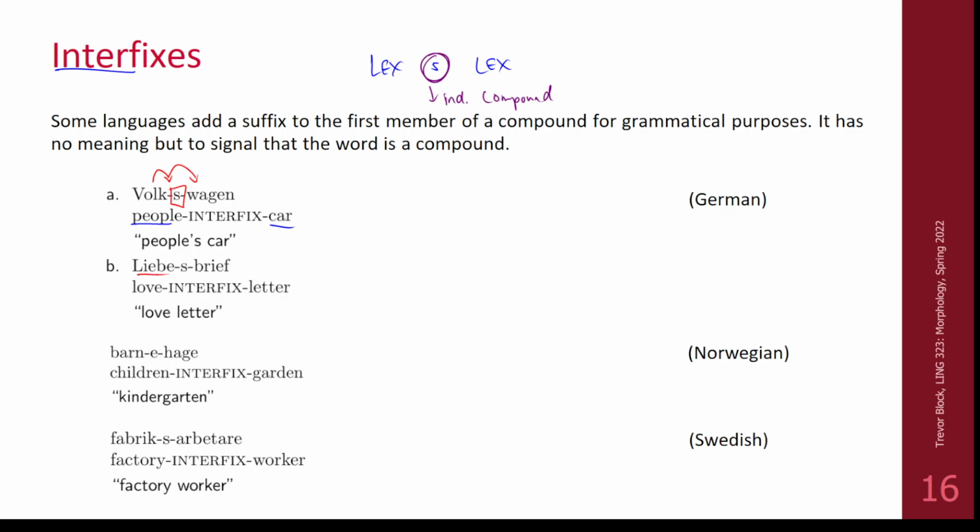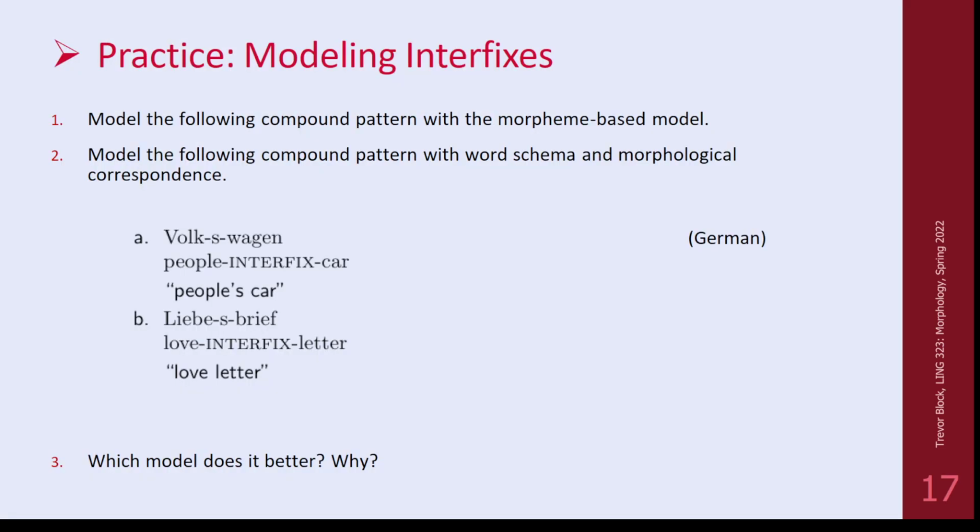So same with love letter here. We have love, a word. We have the S, the interfix to signal we're in a compound. And then we have letter to make love letter. We see the same thing in Norwegian and Swedish, but instead of an S, we see an S in Swedish and we see an E in Norwegian. So that's an interfix. Now, how do we model this with the morpheme-based model and the word schema?